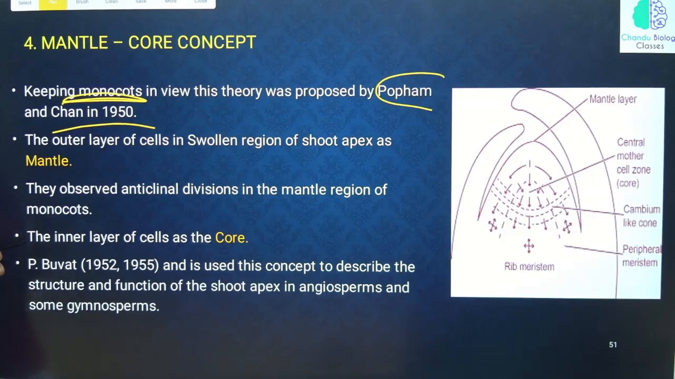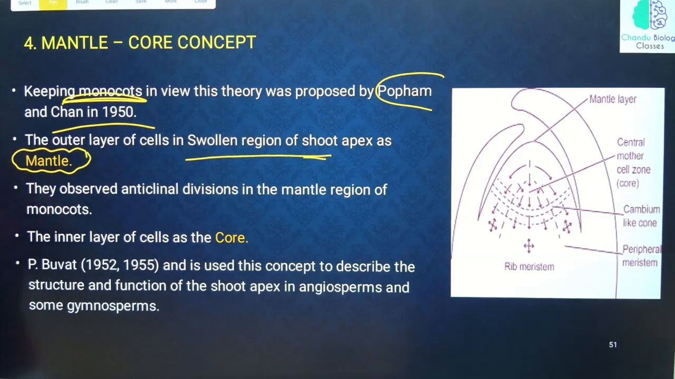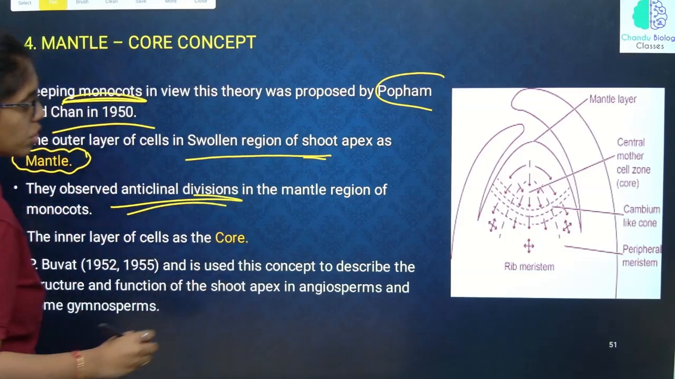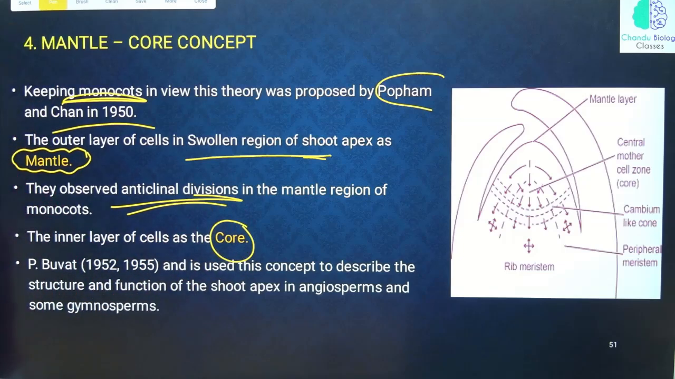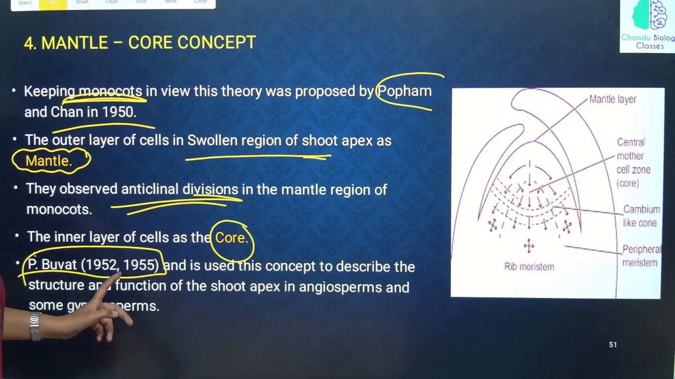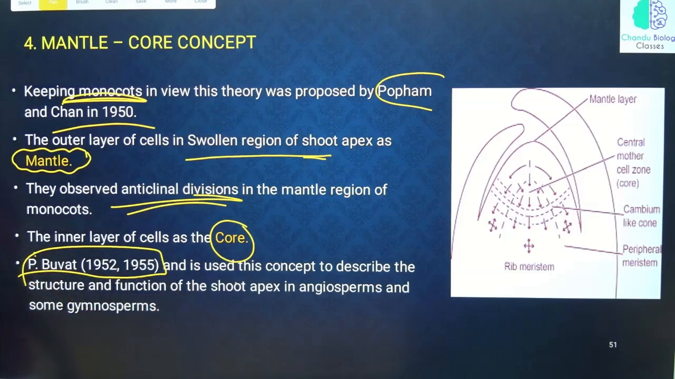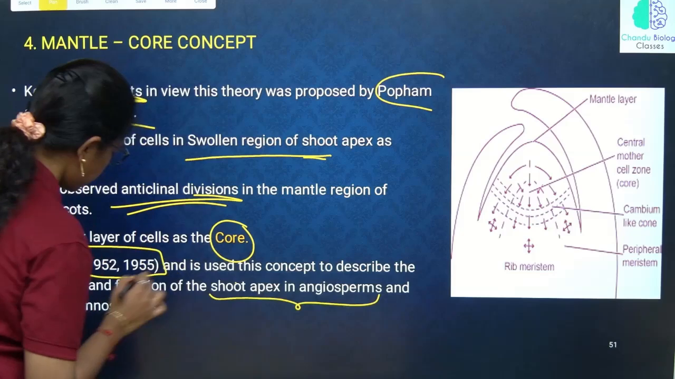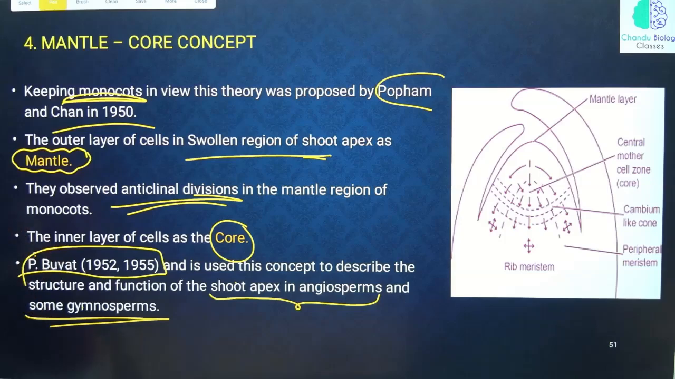Outer layer of cells in swollen region of shoot apex are known as mantle. Here in mantle region, anticlinal divisions are observed. Inner layer of cells is called as core. It is the scientist Buvat in the year 1952 and 1955. He used this concept to describe the structure and function of shoot apex in angiosperms and some gymnosperms.